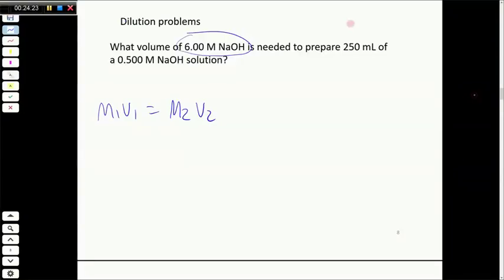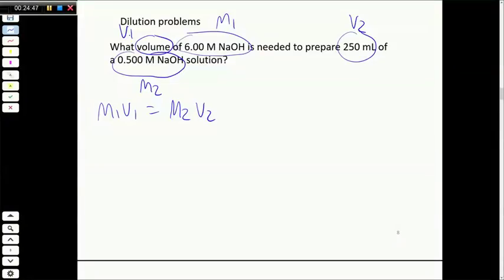So if our final volume is 250 milliliters, we'll call that V2. If our final molarity is 0.5 molar, we'll call that M2. You could have also called those V1 and M1 as long as they're matched with each other. And then the initial molarity is given to us as 6 molar, that's our M1. And so what we're solving for here is V1, the amount of that 6 molar solution we're going to use during this dilution.